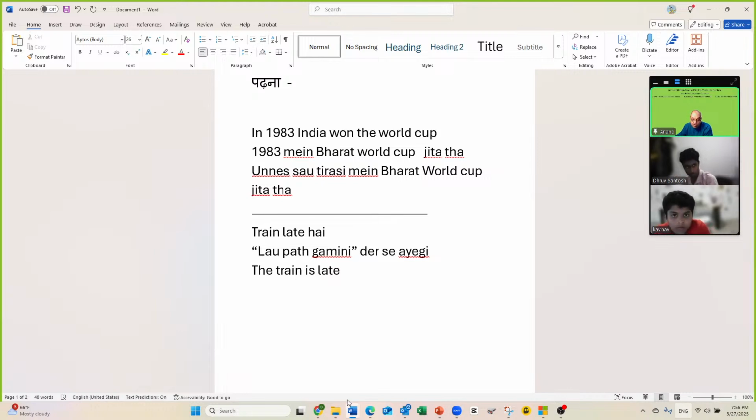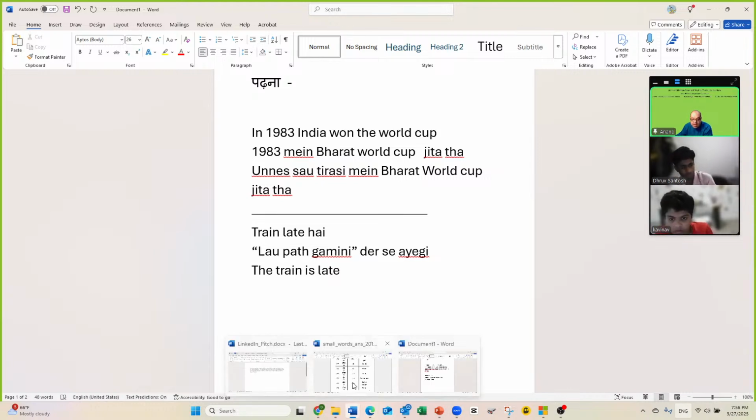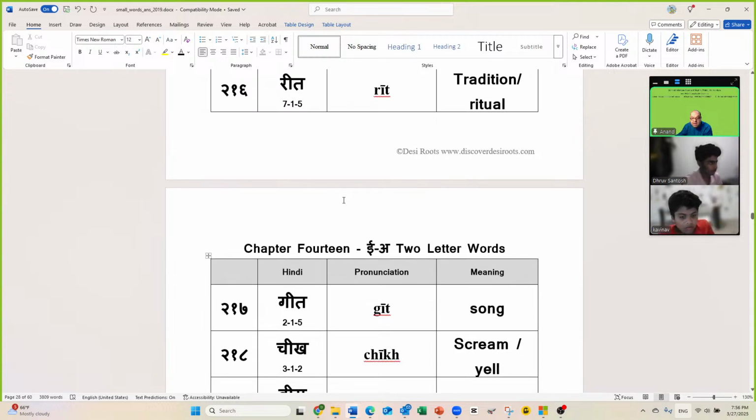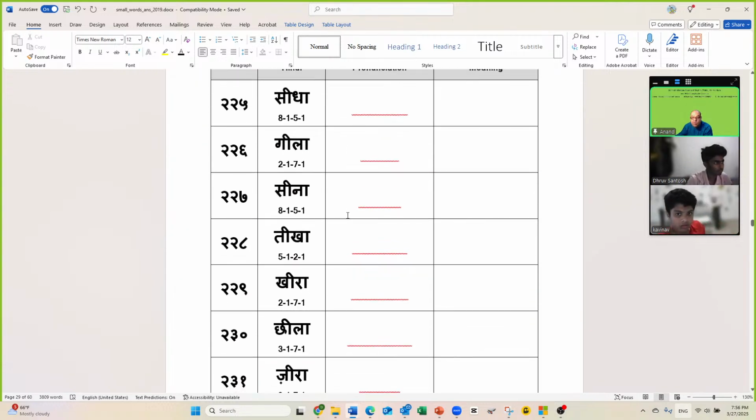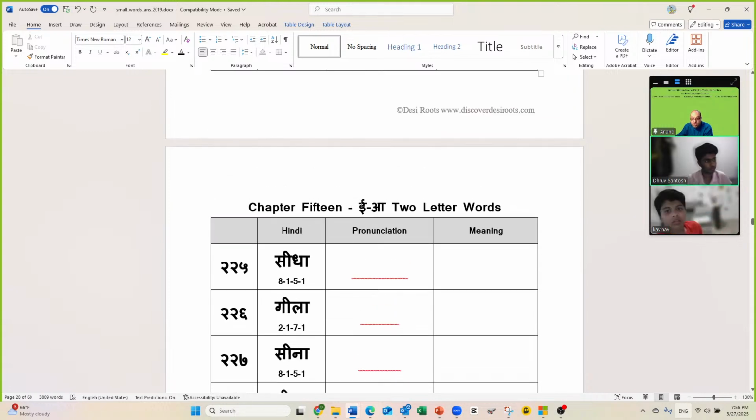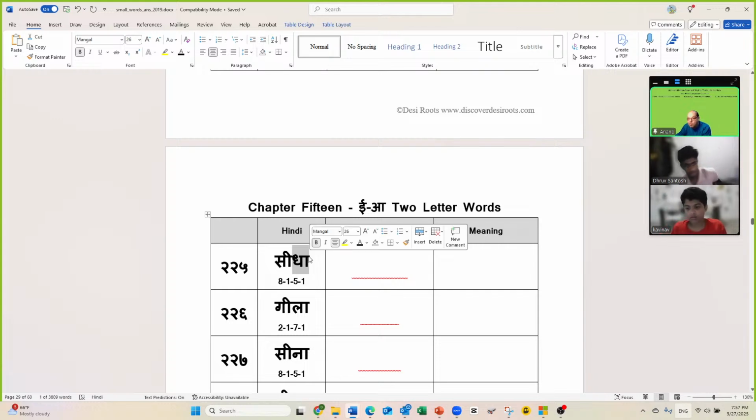You all will write sentences about these and send those to me as homework. And then obviously you'll do the next chapter. Today we did chapter 14, so you'll figure out pronunciations for chapter 15. Chapter 15 is going to be e and a matra. The first word is going to be e, the second word is going to be a matra. Then you'll also finish the green book. Questions about homework?